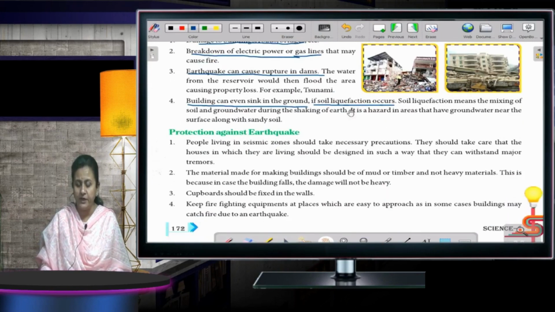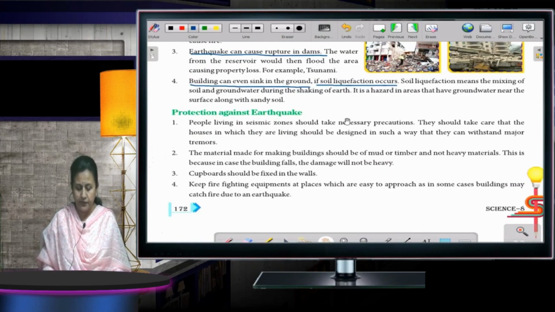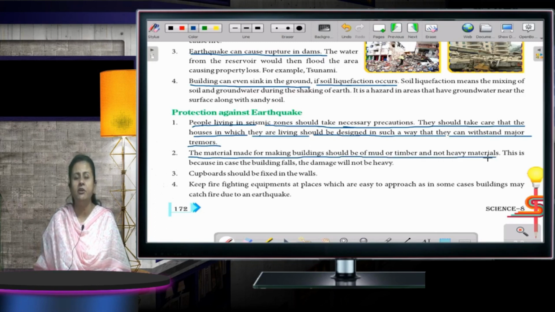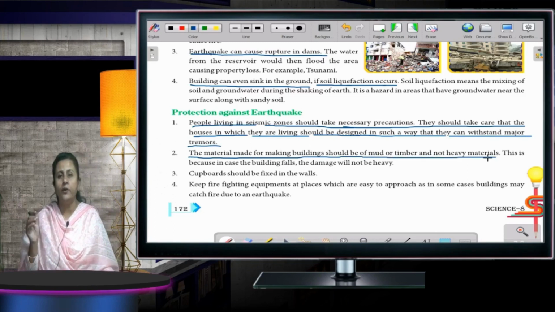Okay. Protection against earthquake. How can we protect ourselves against an earthquake? People living in seismic zones should take necessary precautions. They should take care that the houses in which they are living are designed in such a way that they can withstand major tremors. The material for making buildings should be mud or timber and not heavy material, because whenever an earthquake occurs, the building collapses and the material falls.